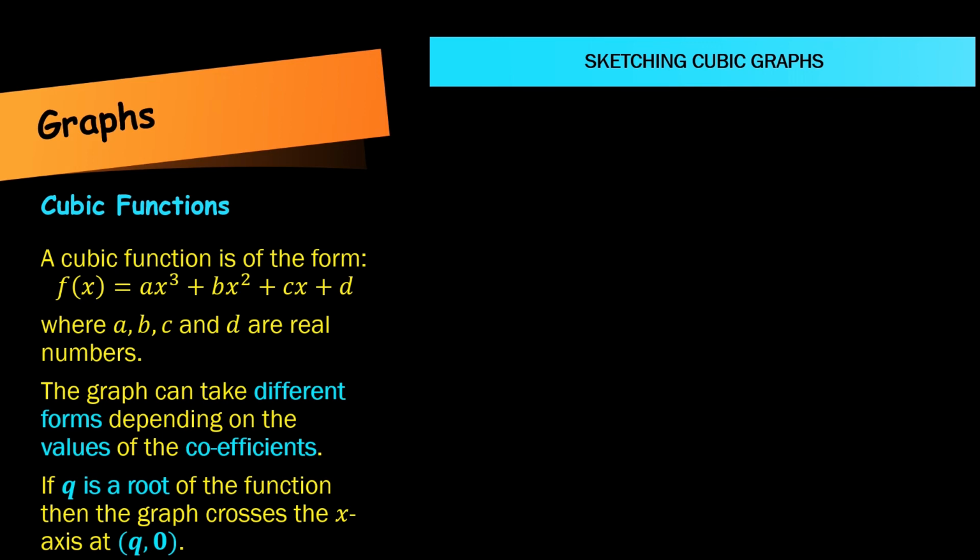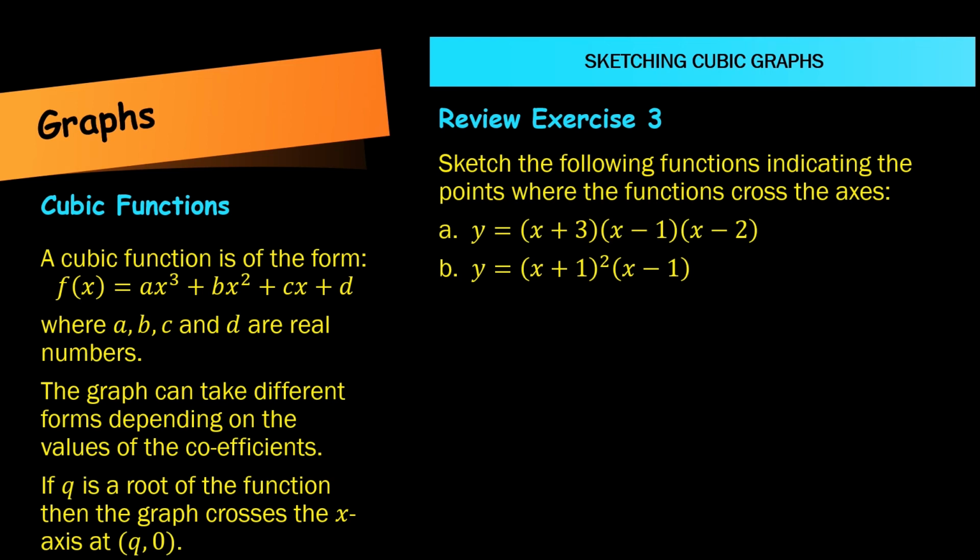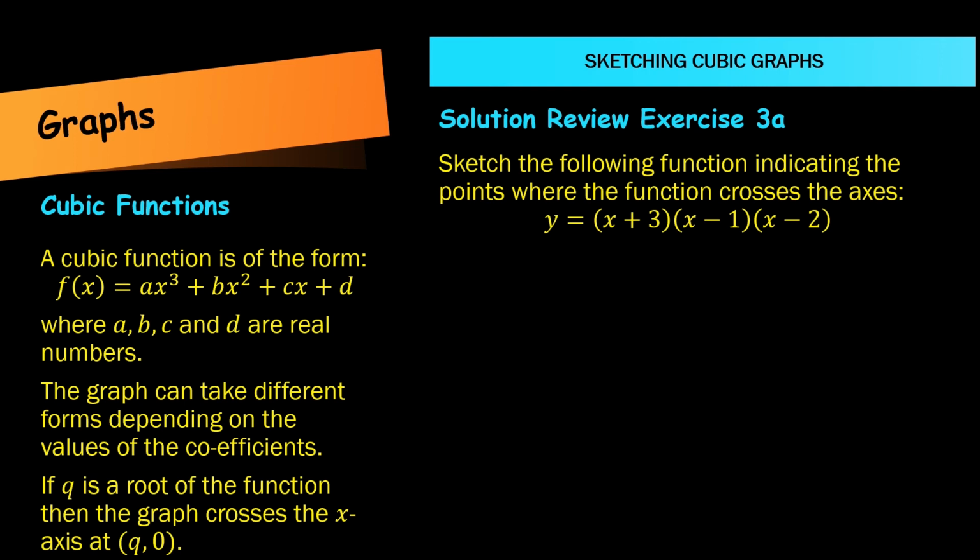And now for review exercise 3. We are required to sketch the functions indicating the points where the functions cross the axes. So let's solve review exercise 3a first. Now y equals x plus 3 times x minus 1 times x minus 2. Let's first look at where these points cross the x and y axes. So here are the axes.